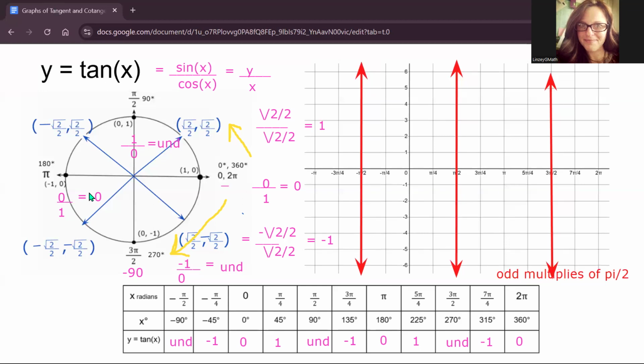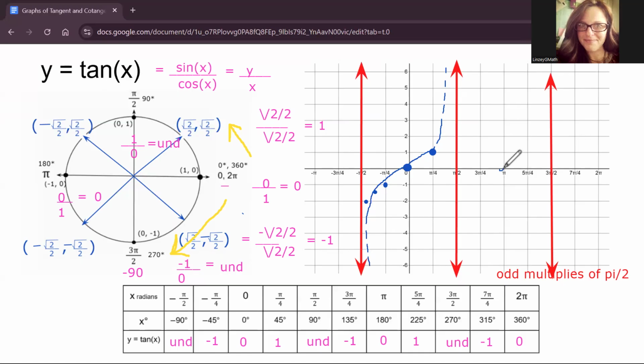And then let's graph some of these points here. Let's see, we'll start with (0, 0). And then pi over 4 is 1. Negative pi over 4 is negative 1. And we're going to follow the asymptotes where the graph is undefined. So we're going to follow the asymptotes, and then we'll kind of curve like an S.